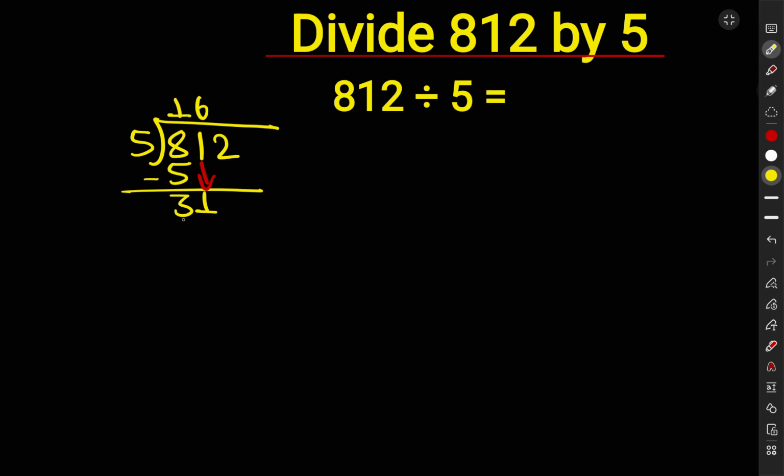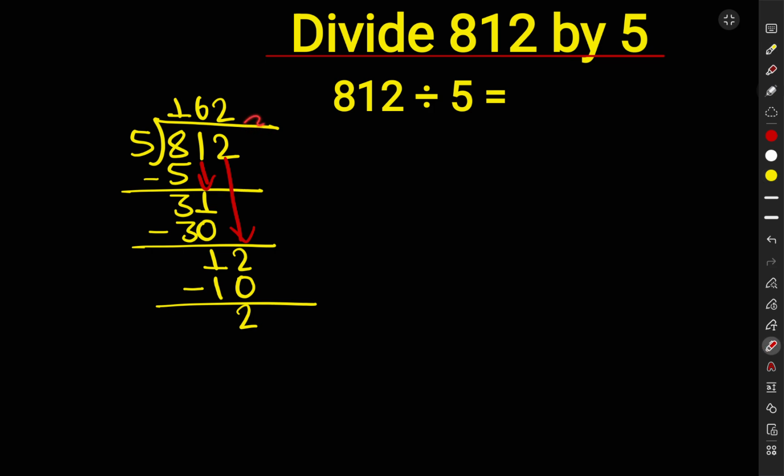5 times 6 is 30. On subtracting we get 1. So again we put down these 2 and it is 12. 5 times 2 is 10. On subtracting we get 2.